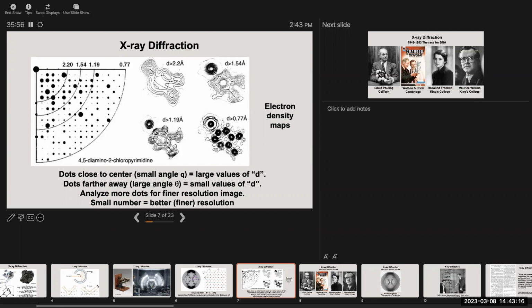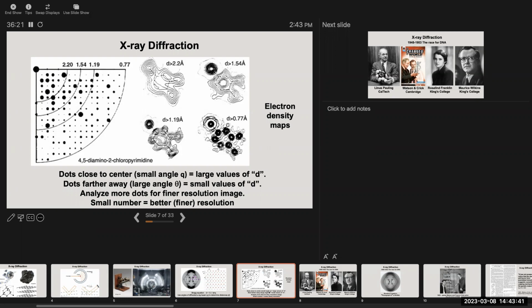So the scientists who were doing these early X-ray diffraction studies, they would make their lives a little bit easier by doing the math and solving the structures only for these small values of angle theta, in other words, the dots closest to the center, and that would give them large values of d, large spacing between atoms.